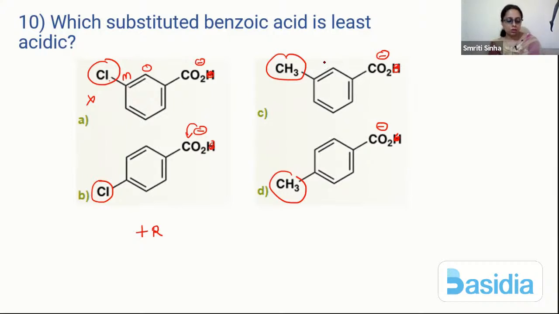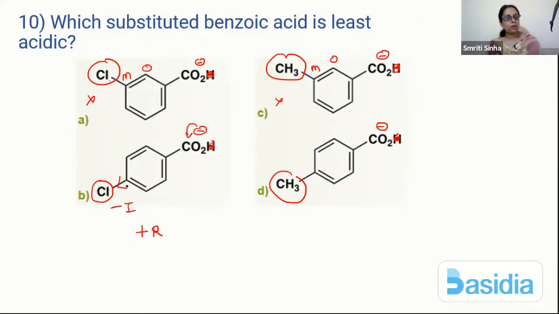Similarly, CH3 here also is present at meta. So it won't affect the conjugate base. It will be as stable as the benzoic acid itself. So you will rule out these two options. Now we are left with chlorine and CH3. Now chlorine is such an atom which shows both plus R and minus I effect.